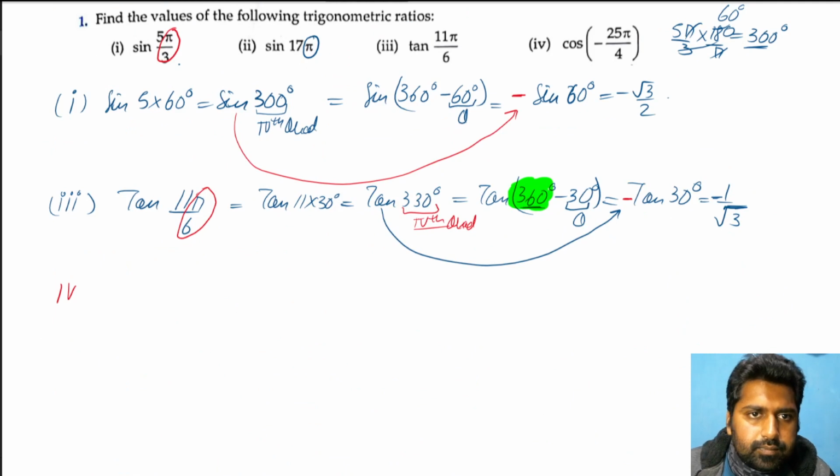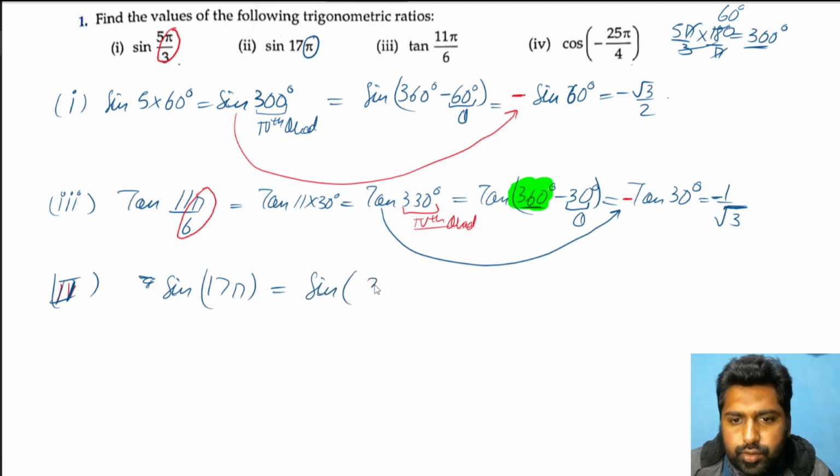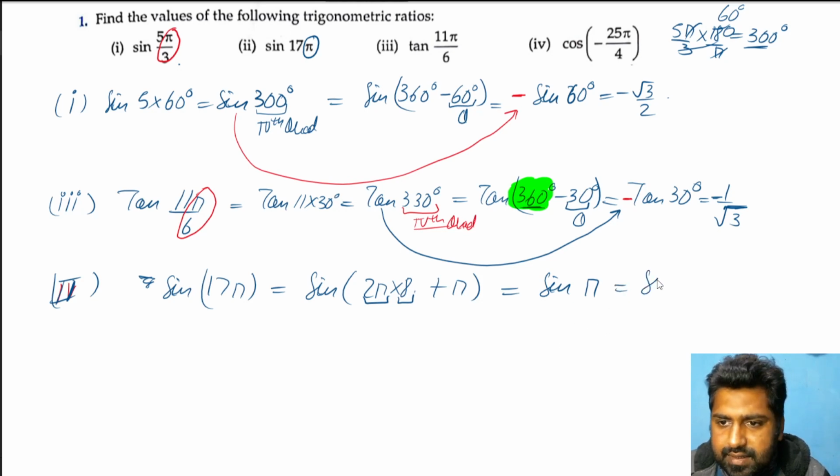Second part was sine 17 pi. I can rewrite this as sine 2 into 8 pi, that is 16 pi plus pi. Sorry, not like this. 2 pi into, because I have to use 2 pi. So 2 pi into 8, that is 16 pi plus pi, that is 17 pi. Now this is 2 pi into n. It has no effect. That means just remove it. That becomes only sine pi. What is sine pi? Basically sine 180 degree.